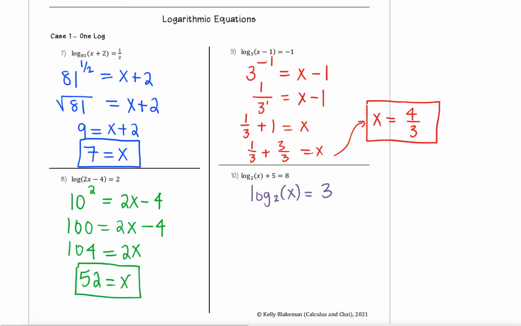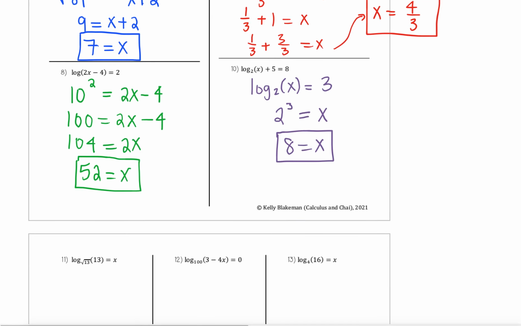Why don't you guys finish up example 10 on your own, and then we'll check it together. So to continue on with problem 10, we want to convert to exponential form, which would be 2 to the third equals our old input of x, and then simplifying 2 to the third, we find out that x is equal to 8. And that will be our final answer.